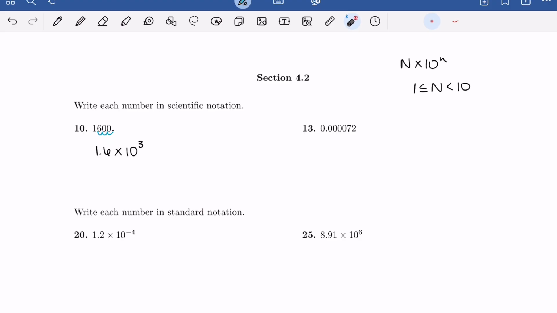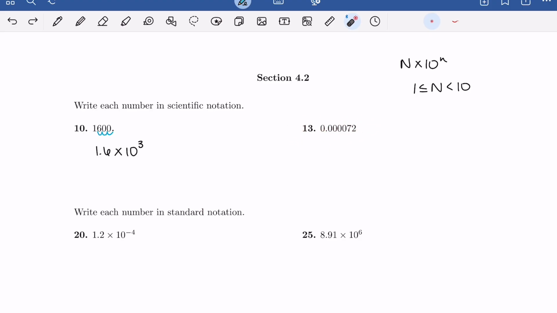Now, this value, this n here tells us how many times we're going to move the decimal, because if I were to move the decimal only 2 times, I would end up with 16. And 16 is not a value between 1 and 10. So that's how we know to move the decimal one more time. Let's look at this example here.